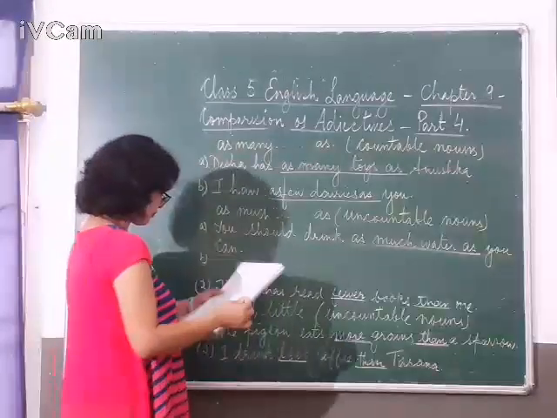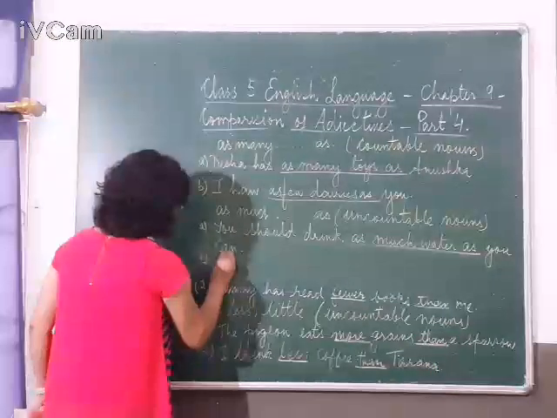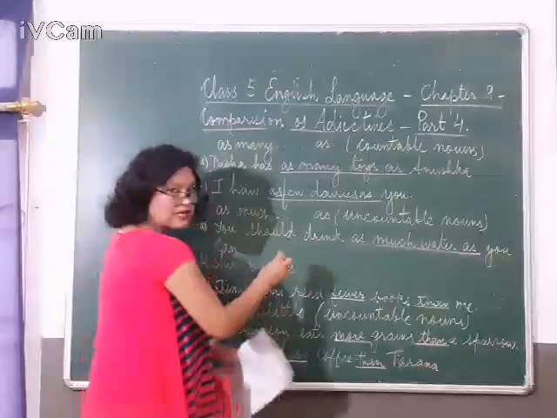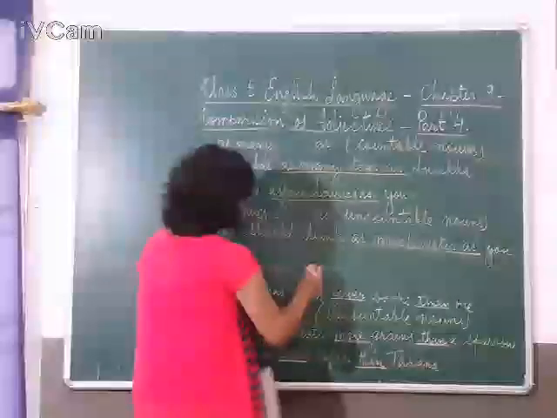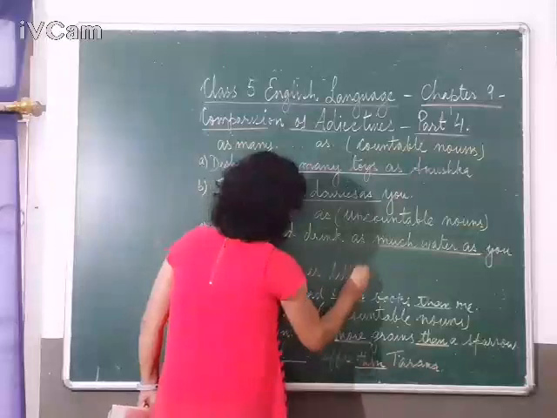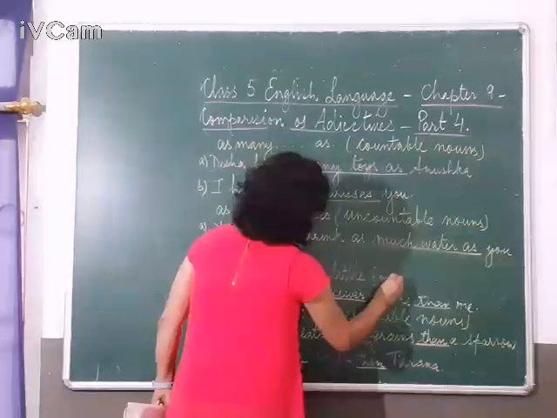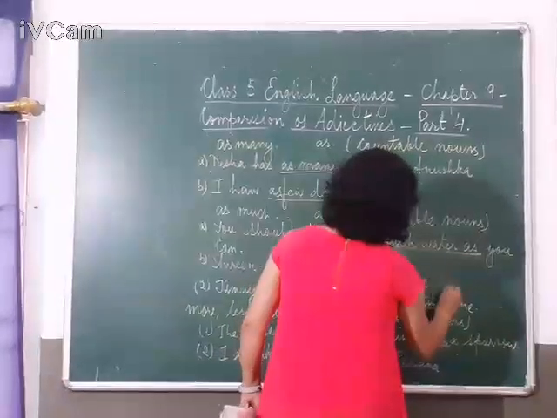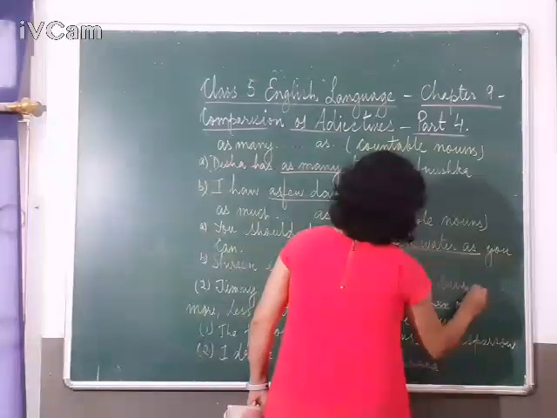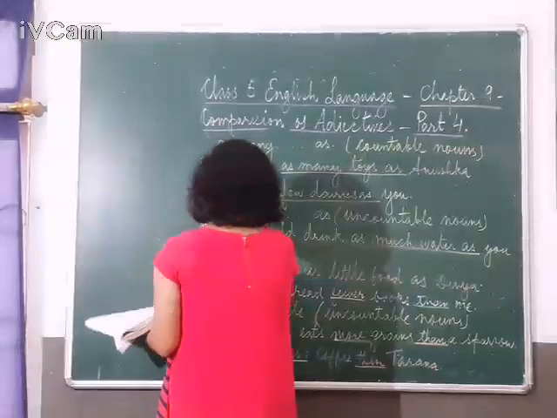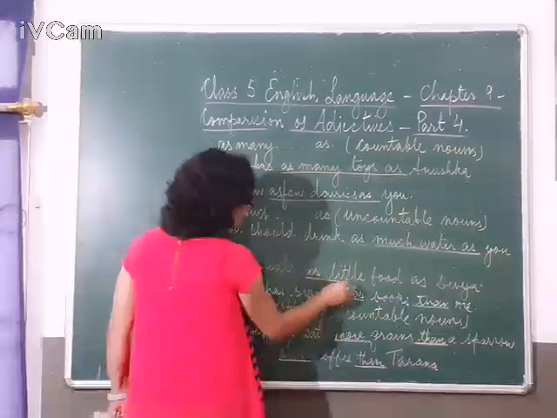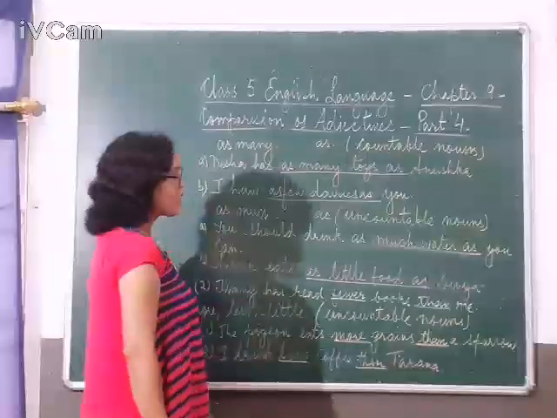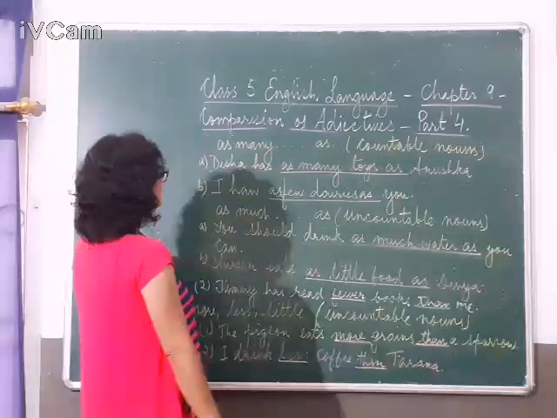Number B. Shireen eats as little food as Divya. As little food as Divya. So when you compare the two, they eat the same amount of food. So don't get confused, okay, children?